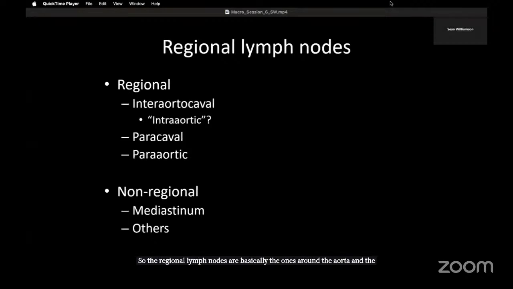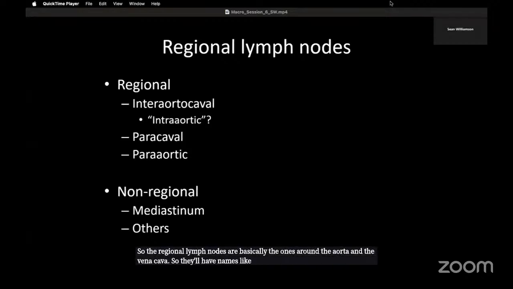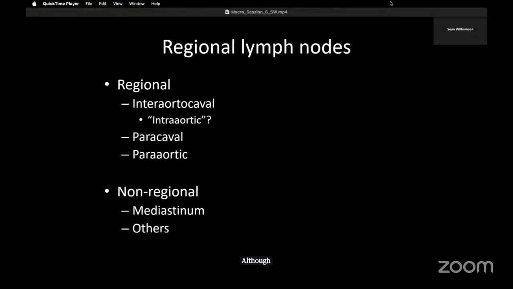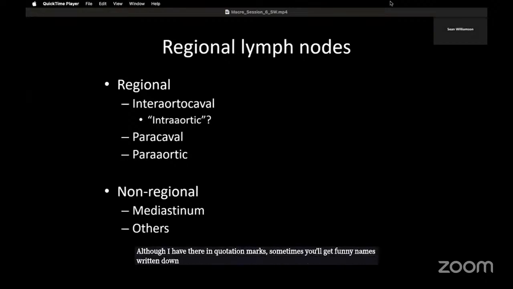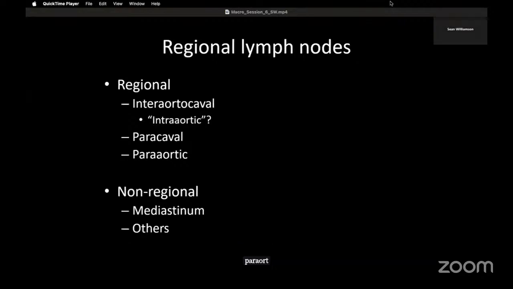So they'll have names like interaortocaval, that is between the aorta and vena cava, paracaval or paraaortic, although I have those in quotation marks. Sometimes you'll get funny names written down by whoever is filling out the request forms. I've seen them written as intra-aortic. I doubt that they were actually within the aorta. They probably meant to say para-aortic or intra-aortocaval. But sometimes you'll get funny words written down.